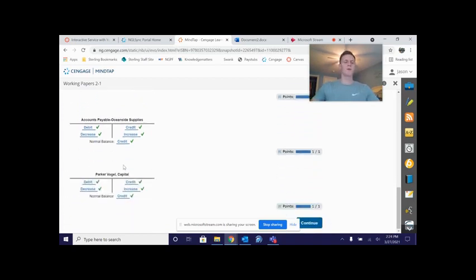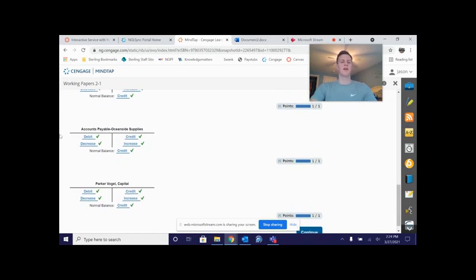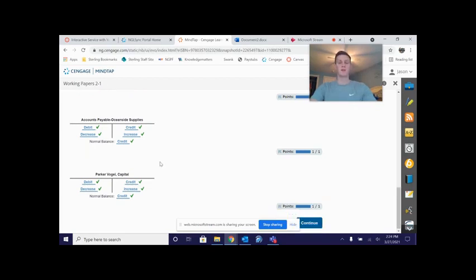And then finally, we have Parker Vogel Capital, aka the owner's capital. So Parker Vogel is the owner of the company. This is his capital account. Phil, what type of account is owner's capital? Right, owner's equity. Is it going to be any different than the liability accounts, however? Right, it is not. It is still on the right side of the accounting equation. So it's going to have the same setup: debit decrease, credit increase, the credit normal balance.